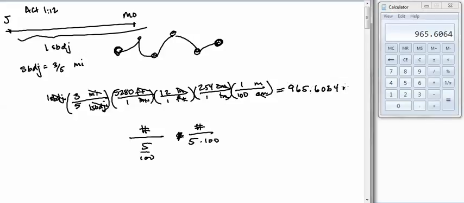965.6064 meters, and I need to convert that down to 1 sig fig. I can't just round it off to 1 sig fig because I need to round up because of this 6, so this becomes 10 or 1,000 meters. You can only walk 1 kilometer. If I wanted to write that in scientific notation, I would put 1 times 10 to the third power meters. That's my answer.